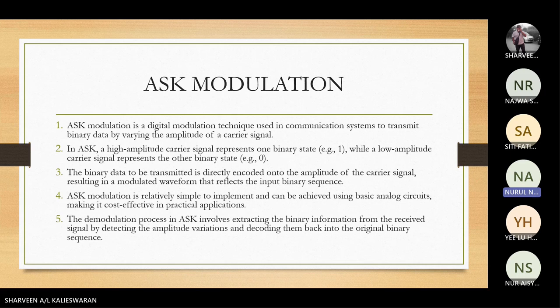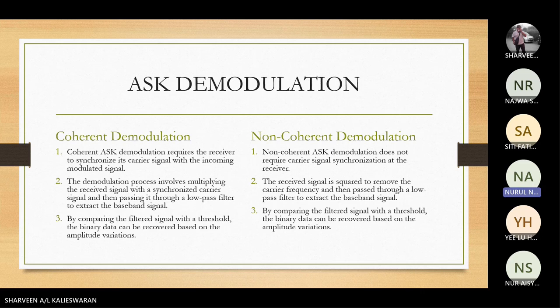Next is ASK demodulation. We have two. The first is coherent demodulation. Coherent ASK demodulation requires the receiver to synchronize its carrier signal with the incoming modulated signal. The demodulation process involves multiplying the received signal with a synchronous carrier signal and then passing it through a low pass filter to extract the baseband signal. By comparing the filtered signal with a threshold, the binary data can be recovered based on the amplitude variation.